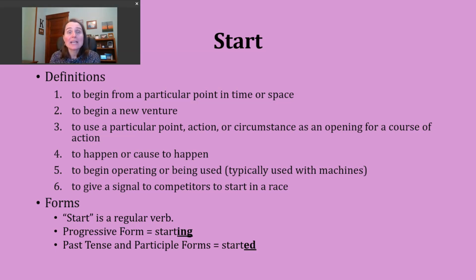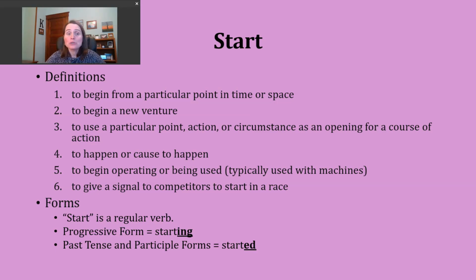A third way we can use the verb start might mean to use a particular point, action, or circumstance as an opening for a particular course of action. In part 1, I mentioned how some people will use different stretching movements to start their exercise for the day. So this is how they begin the activity.